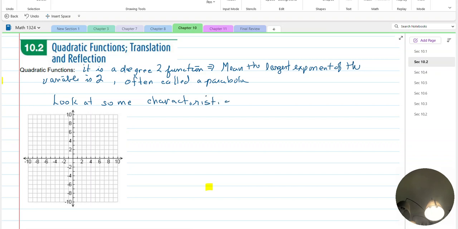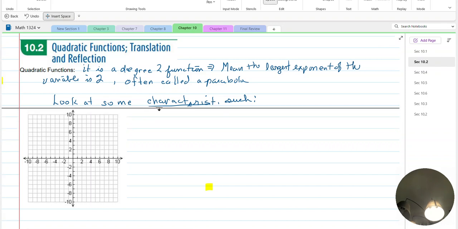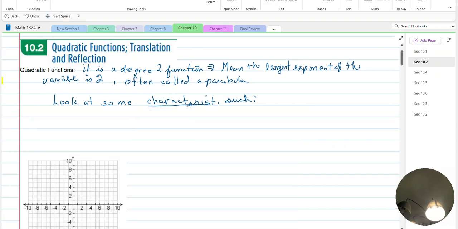Characteristics, such as... Right, so let's make some room here so we're not crowded. We're talking about a vertex.